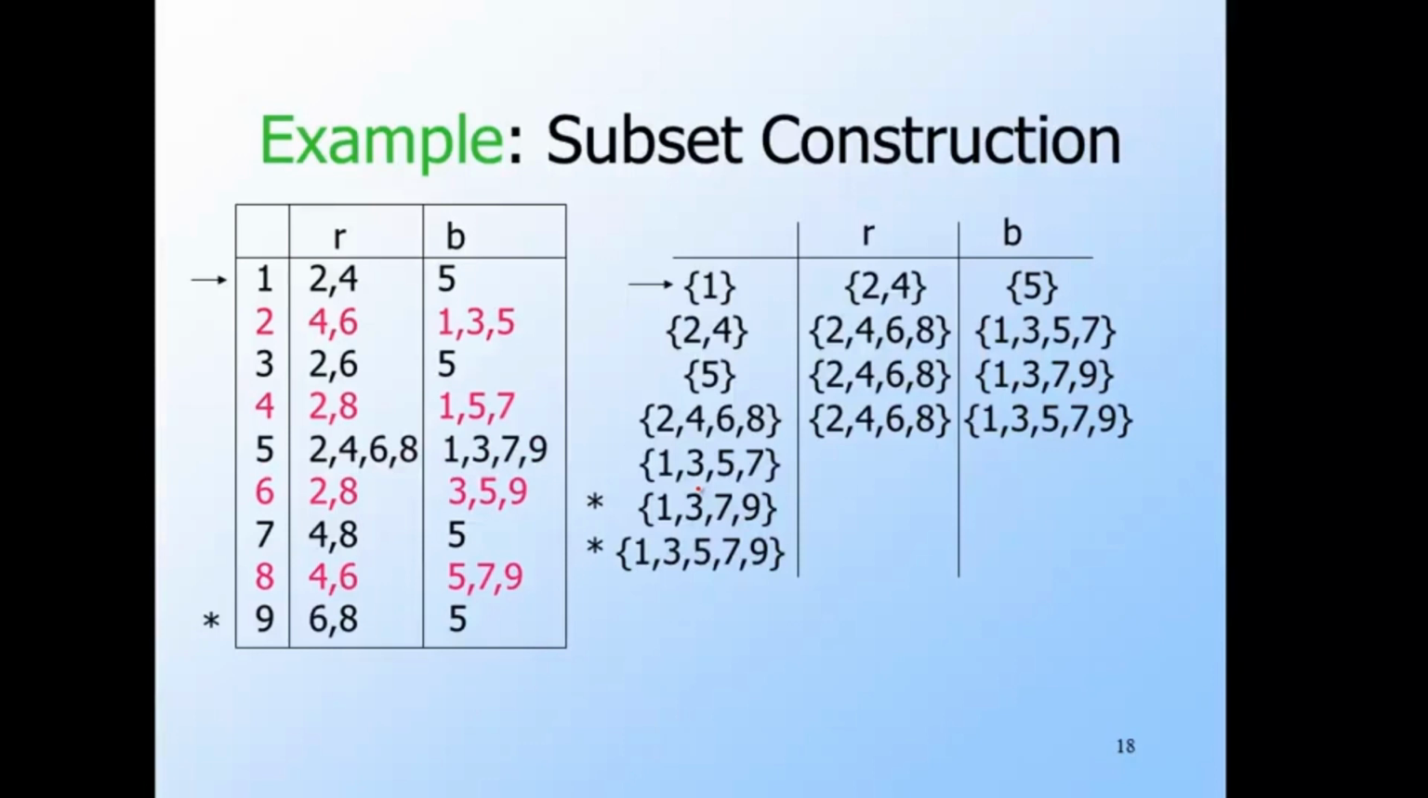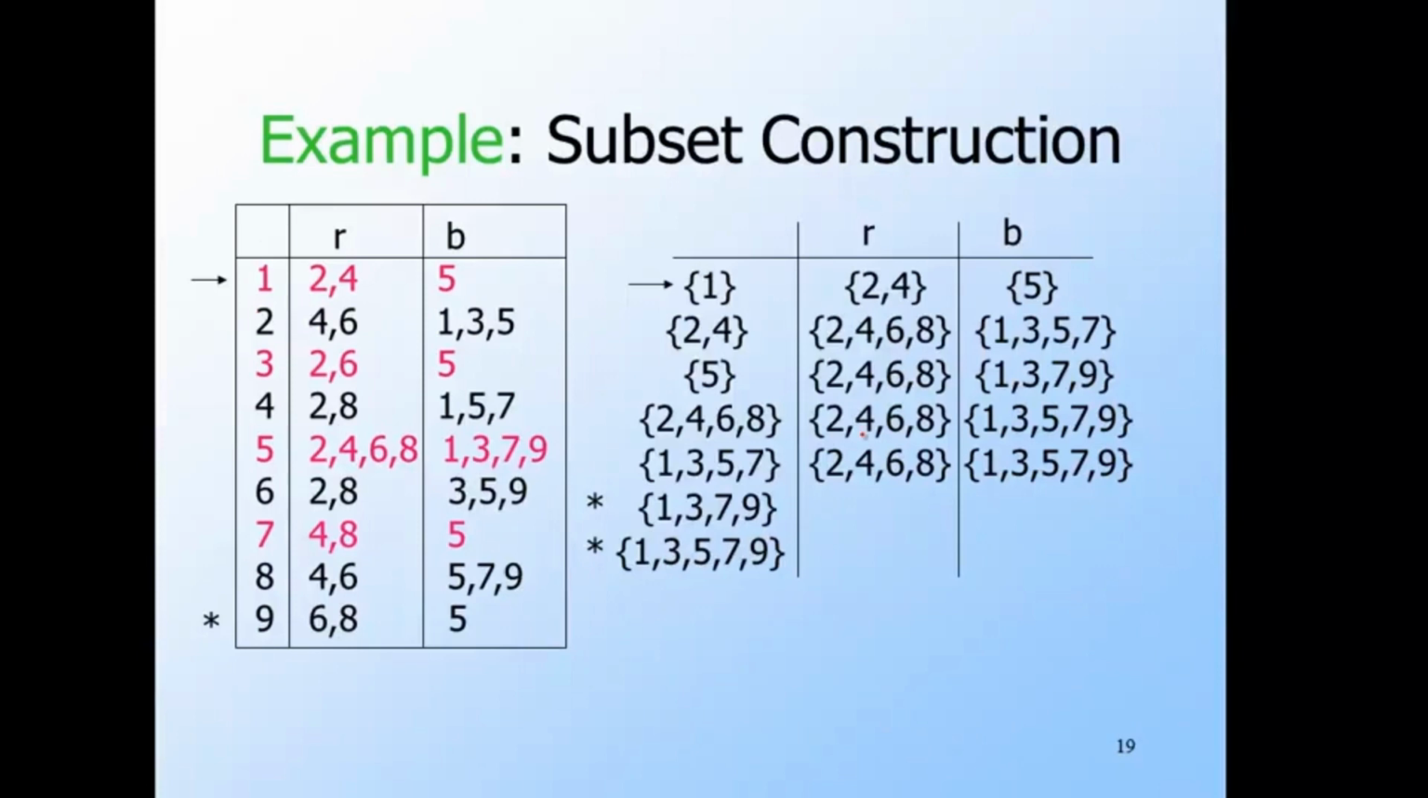Now for 2, 4, 6, 8, again, in the NFA table I've put in red the relevant rows. For R, I just take the union. I've got 4, 6, 2, 8, 2, 8, 4, 6, so the union is 2, 4, 6, 8. That's a state I've seen already, not interesting. On B, I've got 1, 3, 5, 1, 5, 7, 3, 5, 9, and 5, 7, 9. The union of that is 1, 3, 5, 7, 9. That's a new state, so I add it to the list of rows I need to construct. By the way, it's also a final state because it contains 9. Here's the row for 1, 3, 5, 7. Again, the same process.